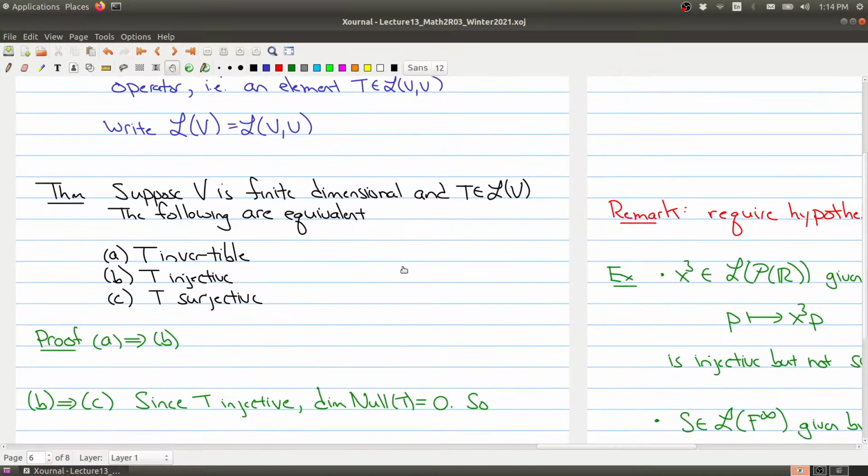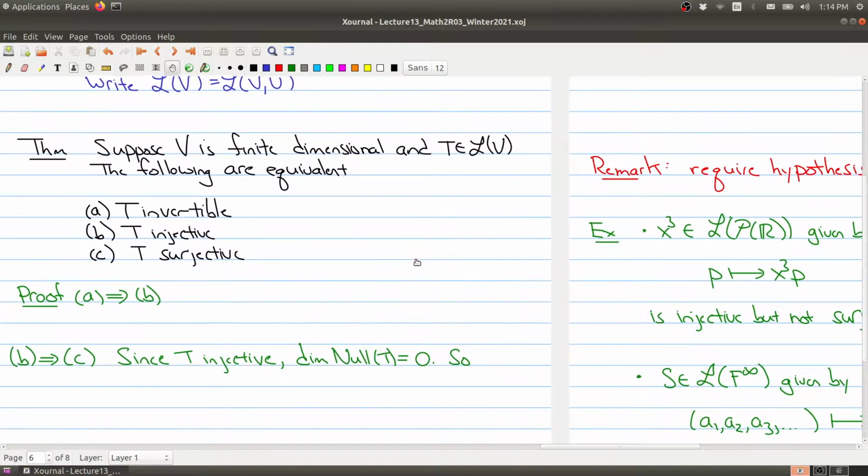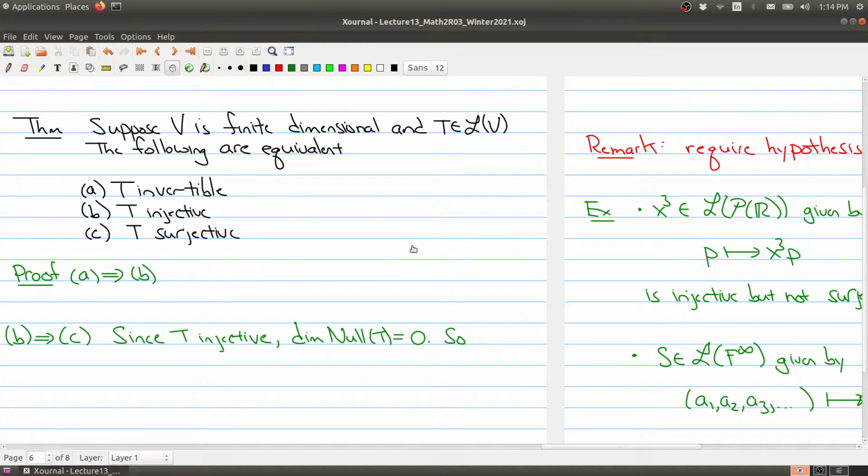For the rest of this lecture, what can we say about some of the properties of operators? One property is that when you're checking whether an operator is invertible, you only have to check whether it's injective or surjective. Suppose that V is finite dimensional and T is an operator, a linear map from V to itself, then the following are equivalent: T is invertible, T is injective, and T is surjective. Normally, to check whether something's invertible, you have to check that it's both injective and surjective. But this theorem tells you that for operators, it's enough to check just one of those two.